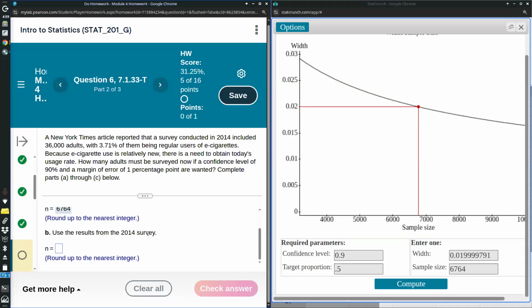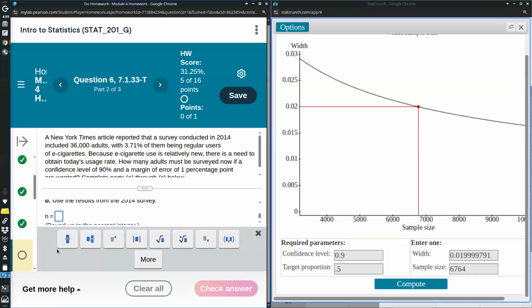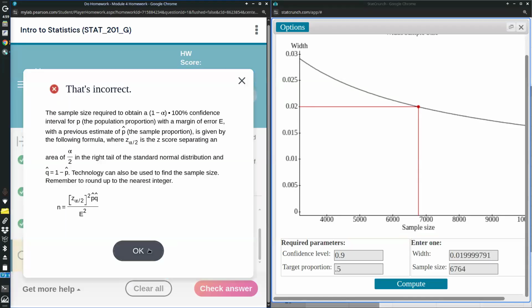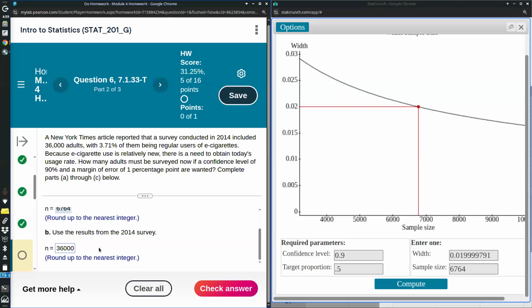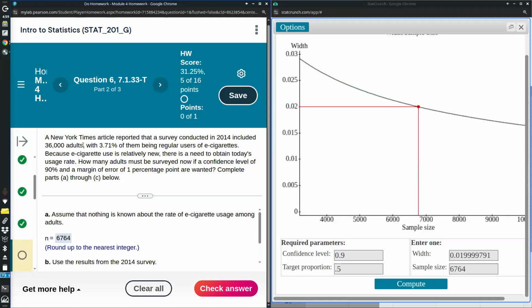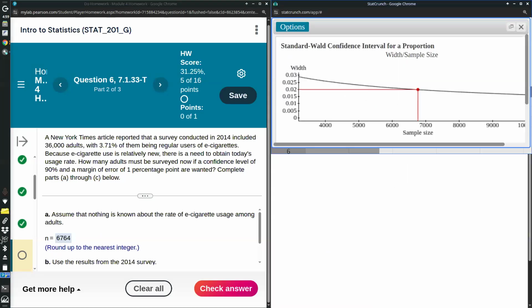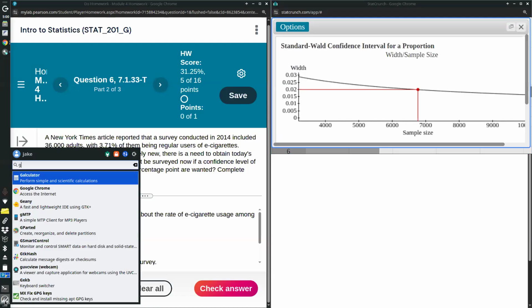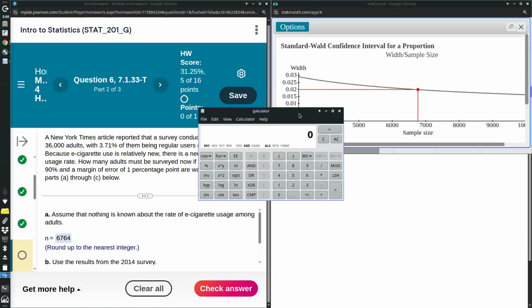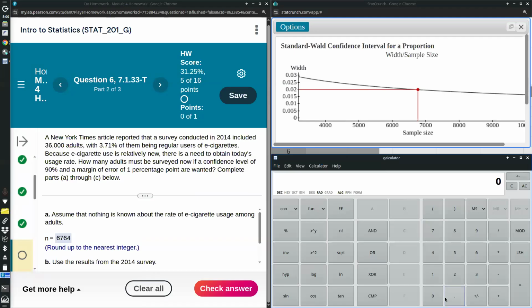Use the results from the 2014 study. They used 36,000. If you knew a little math, you could save some time. Or wait, what is it saying? 2014. Maybe I have to multiply 0.3071 times that. Let's do that real quick. Sorry. But we'll walk back through this one again. Let's see if that's what is going on here.